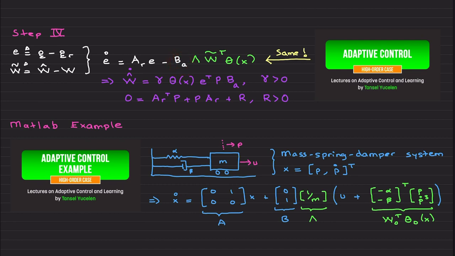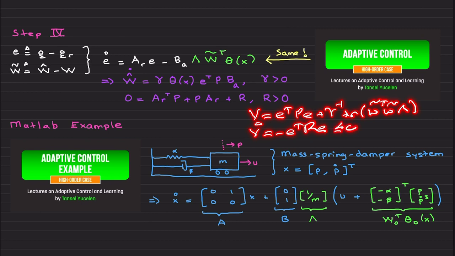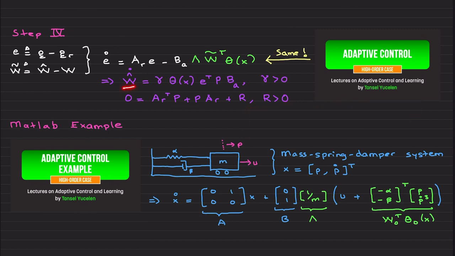So, for example, if you consider this Lyapunov function candidate, PE plus gamma inverse trace W tilde transpose W tilde lambda, you are going to get V dot equals minus E transpose RE, and then you apply Barbalat to show error going to 0. And this will be your weight update law, this will be your Lyapunov equation, gamma is positive, R is positive definite.